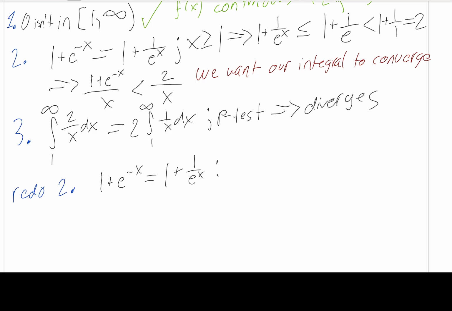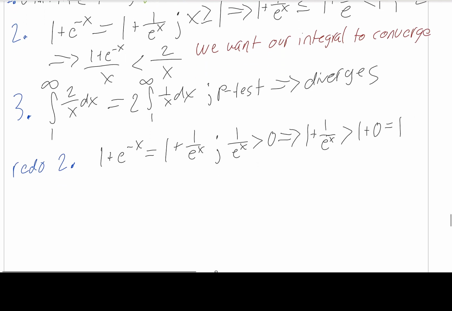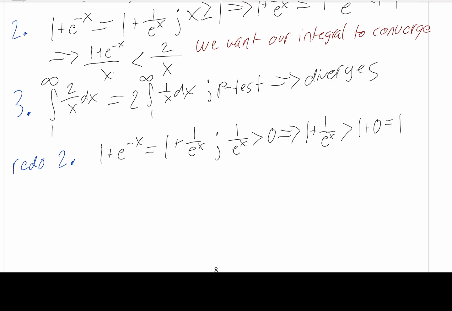So we know that 1 over e to the x is always greater than 0. This means that 1 plus 1 over e to the x is greater than 1 plus 0, which is just 1. Okay. So then this means that 1 plus e to the negative x over x is always going to be greater than 1 over x. Awesome.